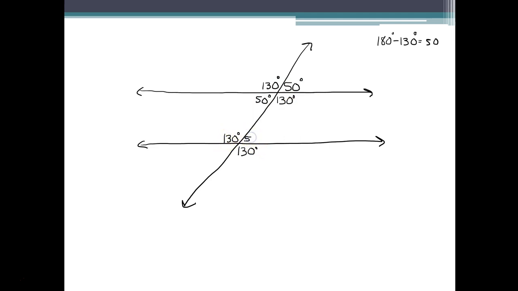I can put 50 here for the same reasons, but I can also say these two are corresponding, these two are alternate interior. I can put 50 here for the same reasons, but I can also say these two are vertical, these two are corresponding, these two are alternate exterior. So there are all kinds of reasons for why I can fill that in that way. Okay? And notice that when you look at these angles and these angles, they look the same, because that transversal is intersecting the lines at the same angle in both cases.